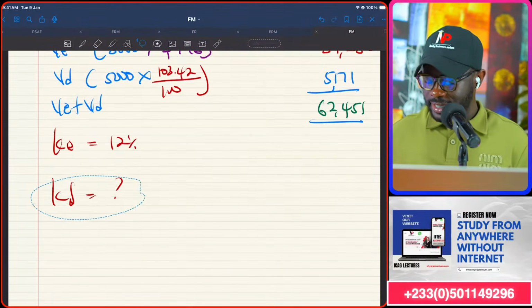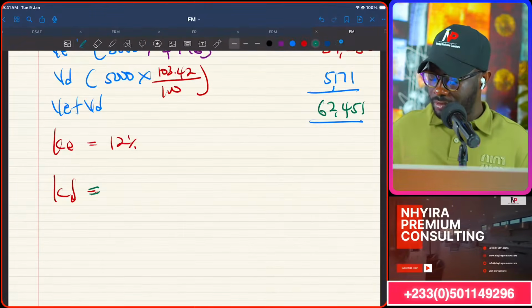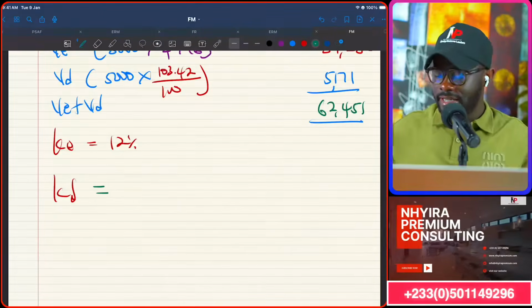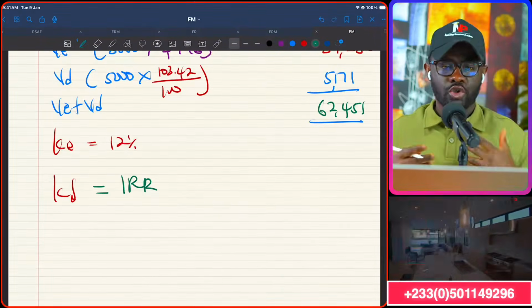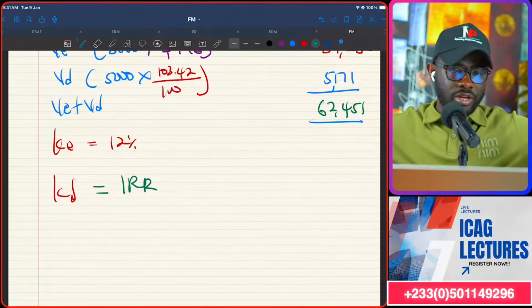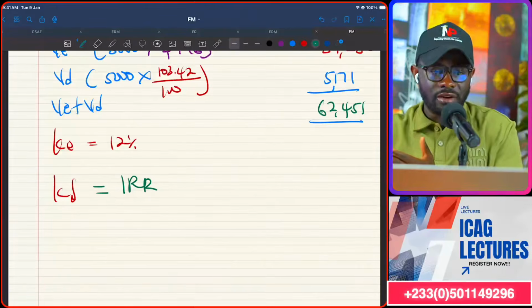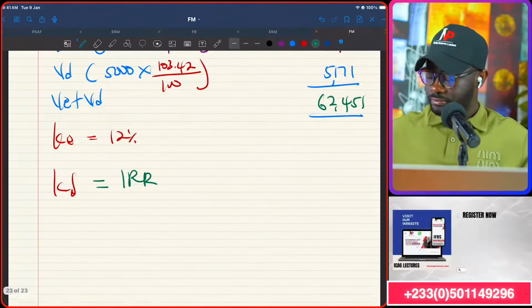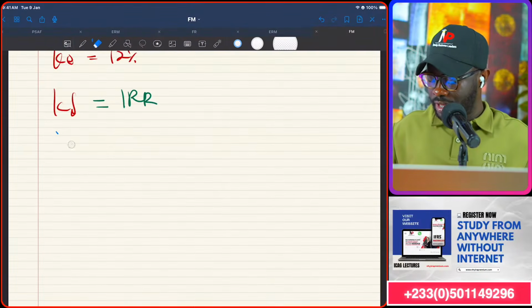But we need KD. As we've seen, it is a redeemable debt. Because it is a redeemable debt, it means the KD is going to be internal rate of return, IRR. So it means we have to use the present value schedule to calculate the internal rate of return, because the internal rate of return then becomes the cost of what? Debt.